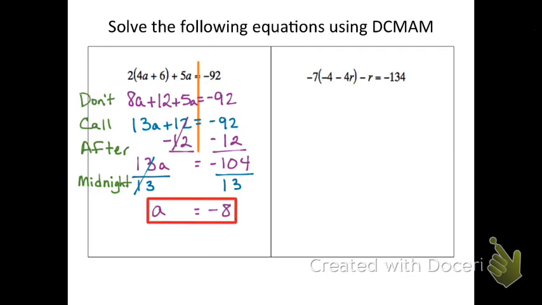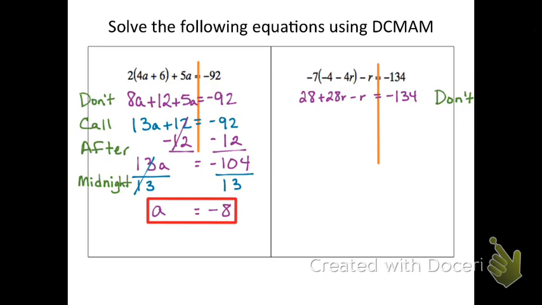Again, why don't you pause the video and then try the problem to the right on your own. Okay, now that you've tried the problem on the right, I'm going to draw my line. I'm going to distribute the negative 7. A negative 7 times negative 4 would be a positive 28. Negative 7 times negative 4r would be positive 28r. Minus r equals negative 134. And again, that's the "don't," or distributive.